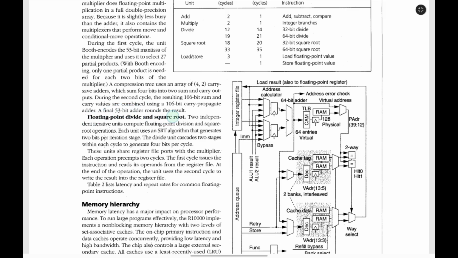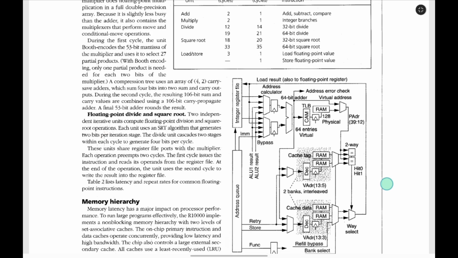Floating point divide and square root. The independent iterative units compute floating point division and square root operations. Each unit uses SRT algorithms that generate 2 bits per iteration stage. The divide unit cascades 2 stages within each cycle to generate 4 bits per cycle.